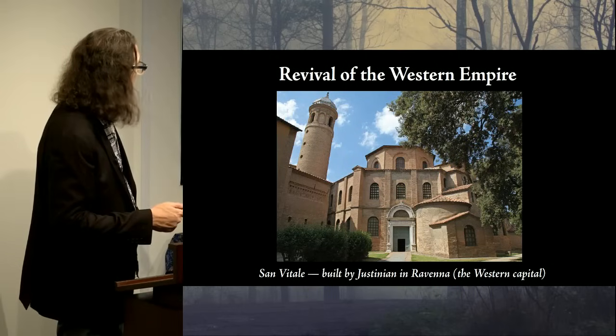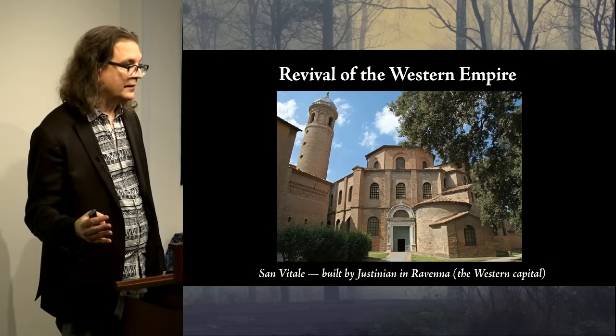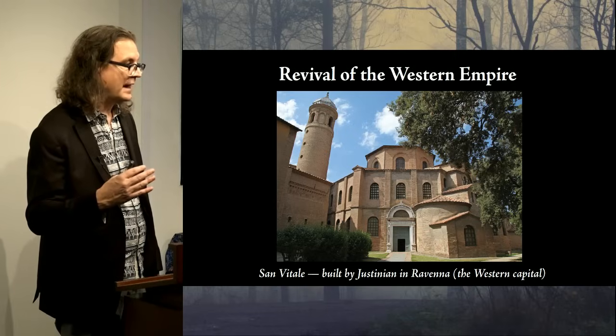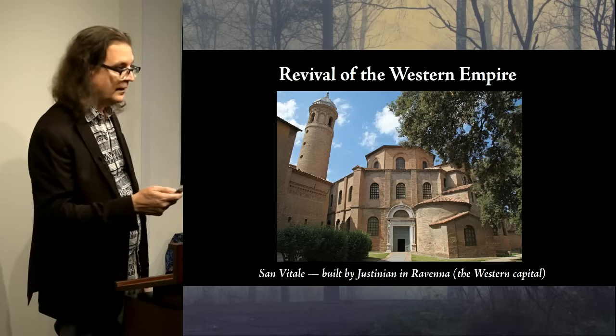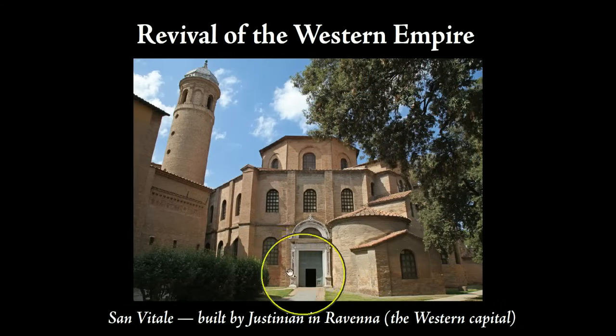Rather, he is considering essentially the continuity of Rome as it had existed. And so he goes to Ravenna, the last capital, and takes a look at what Ravenna looks like. And he takes a look at San Vitale here. Again, this was completed by Justinian, started by Theodoric, this model for Byzantine churches.